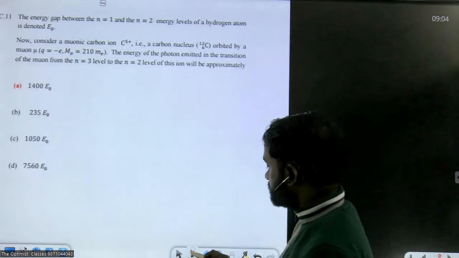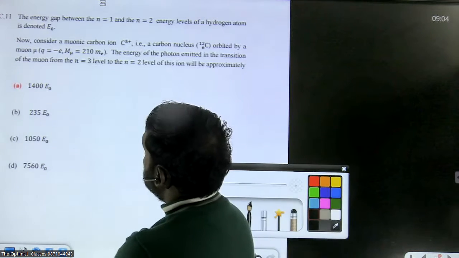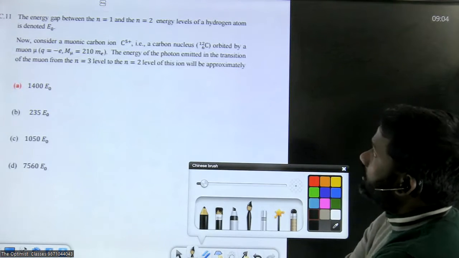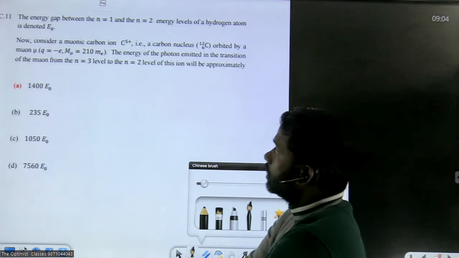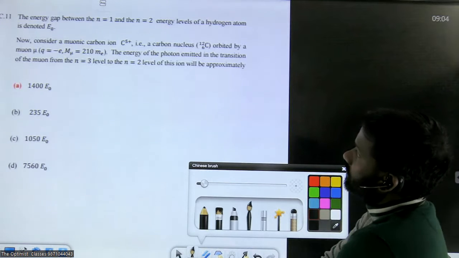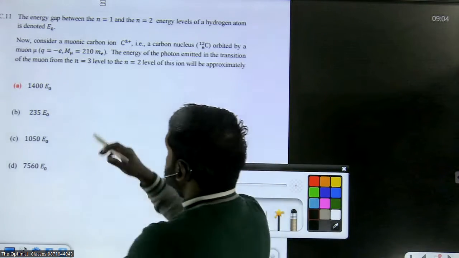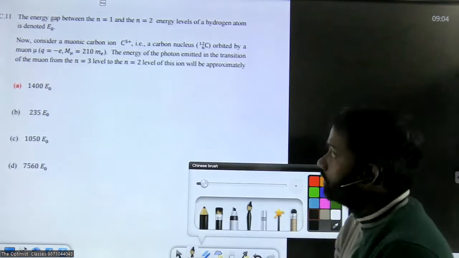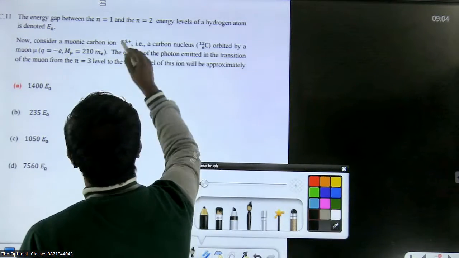Now let's discuss this question. The energy gap between n equal to 1 and n equal to 2 energy level of hydrogen atom is denoted by E naught. Now consider a muonic carbon ion. There is a carbon ion which is basically trapping a muon particle instead of an electron. So we have this kind of situation.